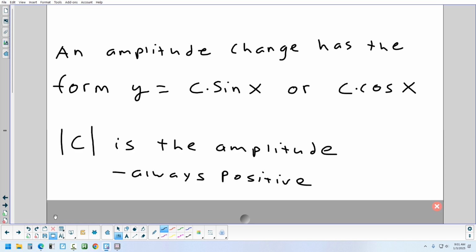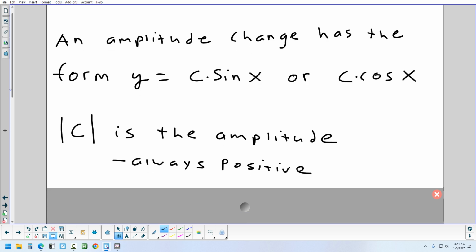So if you want to find just the amplitude of a function, you take the absolute value of the number in front. So I'm not saying that if there is a negative here, it doesn't have an effect on the graph. The negative does. The negative causes a flip. But the negative has nothing to do with the amplitude.